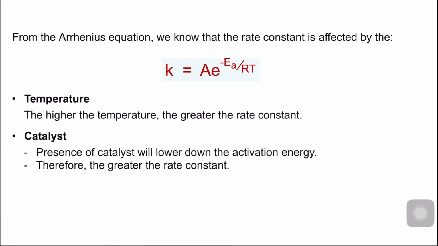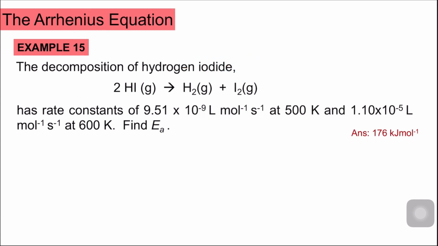Because a catalyst will lower down the activation energy, so higher rate constant. So let's try one example. One example here, you have the decomposition of hydrogen iodide, which the rate constant is this value K, and then you have T, and then you have another rate constant. So this is K1, T1, this is K2, T2. So it asks you to calculate the activation energy.